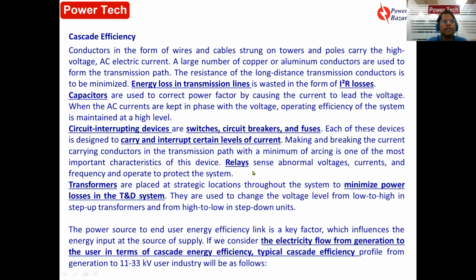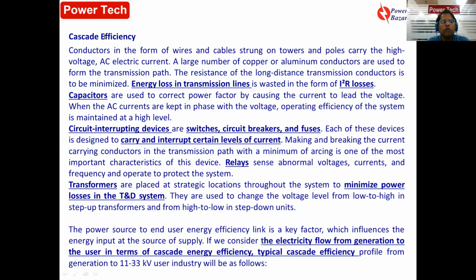So once the relay senses some over voltage, what will it do? It will give a signal to the circuit breaker so that the circuit breaker can trip the system and your balance system will be in healthy condition or in a safe condition. So for safety and healthiness of the systems, we require circuit breakers and relays. These are known as protection systems. Then further, transformers are also required at strategic locations to step up or step down the voltage so that minimum power losses will occur in the T&D system, the transmission and distribution system.